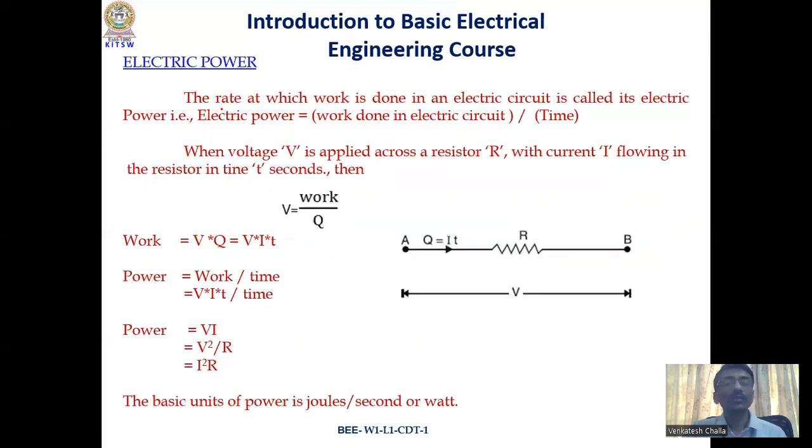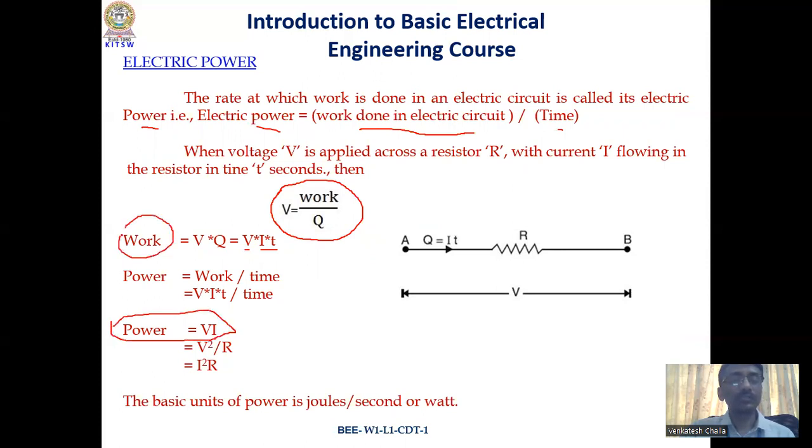So electric power, the rate at which work is done in an electric circuit, is called the electric power. So electric power is defined as work done in an electric circuit divided by time. So we know that the potential is work done per unit charge. So how do we get this? We'll see. Then work done will be equal to what? V into Q. And Q is nothing but current into time. So therefore, work done per unit time will be equal to V into I. So that is defined as the power.